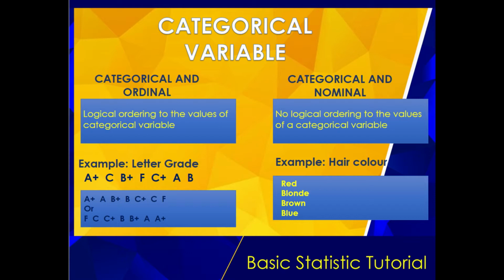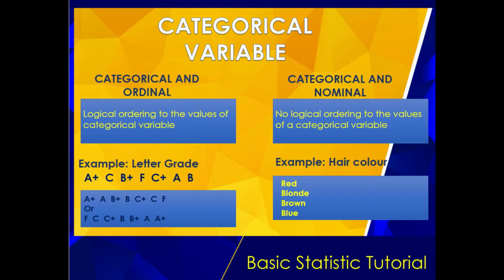Now, something is said to be categorical and nominal if there is no logical ordering to the values of a categorical variable. An example of this would be hair color. Depending on our sample, we could have people with red hair, blonde hair, brown hair, or even blue hair. Although we can arrange these values in alphabetical order, there is no logical ordering with respect to the actual values itself. There are also two types of quantitative variables.